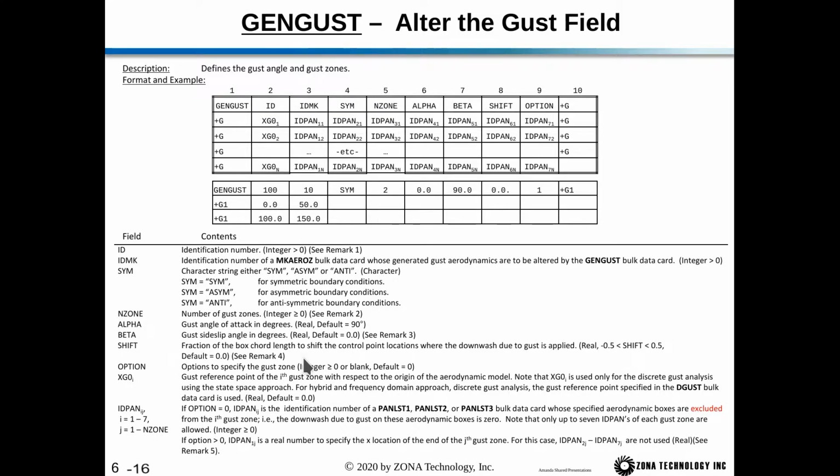So you would set option equal 1, and then if you want to split your model into 3 gust zones, you just have the x coordinate, which is the boundary between the first and second gust zone, and you would specify the first x coordinate in ID pan 1, and then for the second gust zone, you would specify the second x coordinate, and then for the third gust zone, the last x coordinate.